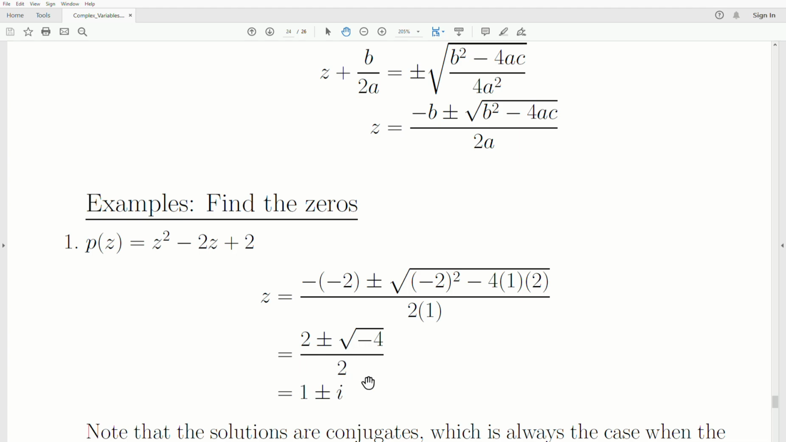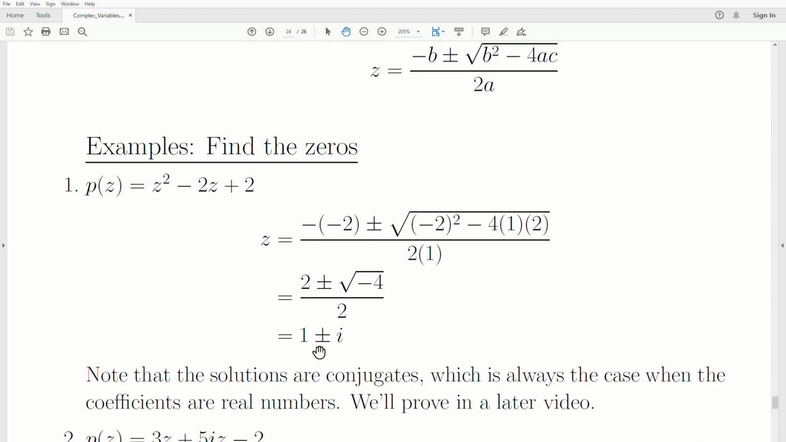The 2's cancel and we get this. Now here's a big note. Note that the solutions are conjugates of each other. They're complex conjugates, and this is always the case when the coefficients are real. We'll prove this in a later video.